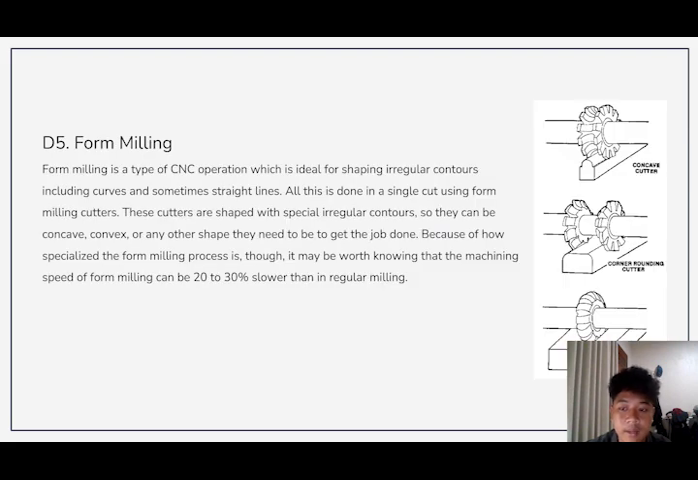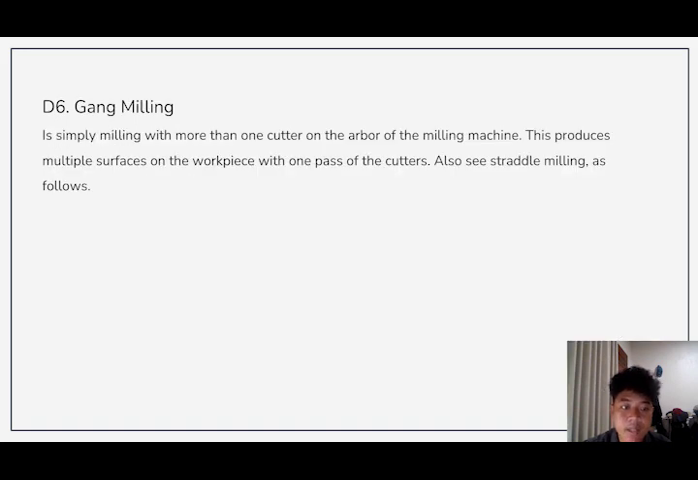Next one is form milling. Form milling is a type of CNC operation which is ideal for shaping irregular contours, including curves and sometimes straight lines. All this is done in a single cut using a form milling cutter. These cutters are shaped with special irregular contours, so they can be concave, convex, or any other shape they need to get the job done. Because of how specialized the form milling process is, the machine speed of form milling can be 20 to 30% slower than regular milling.